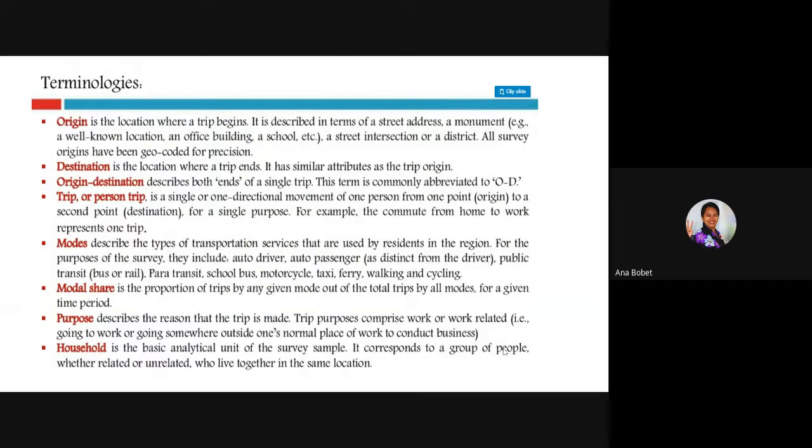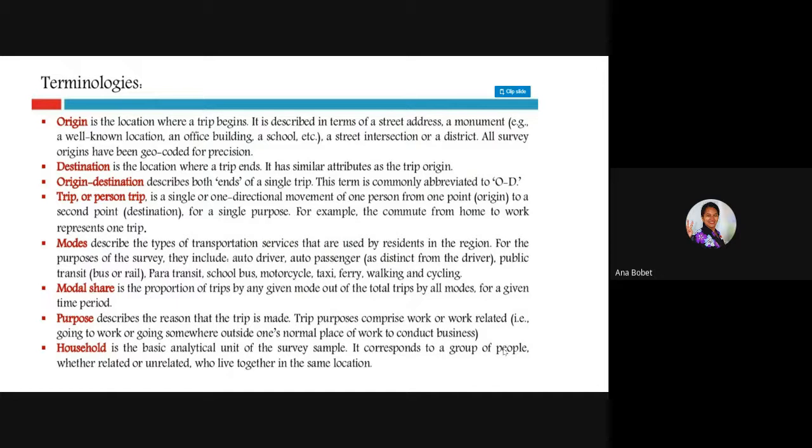So some terminologies to fix first: origin, where you came from, and destination, where you are going. A complete information for a person's trip is actually origin and destination, where from and where to. That's one single trip, and we call that OD, origin destination. Now, one person could have one or more trips, a single trip or multiple trips.